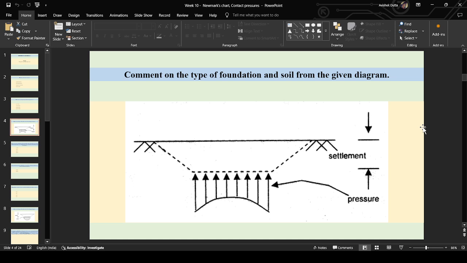Type of foundation means whether it is a flexible footing or a rigid footing, and the soil, whether it is clayey soil or sandy soil. This is the thing I want to know only. Please let me know if you have drawn the diagram or taken a screenshot of the same, whichever is comfortable.